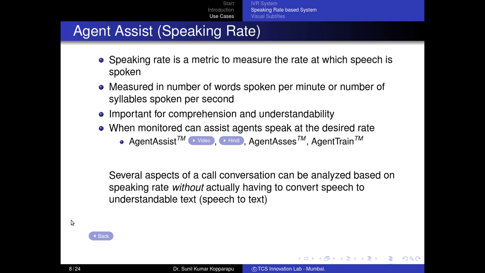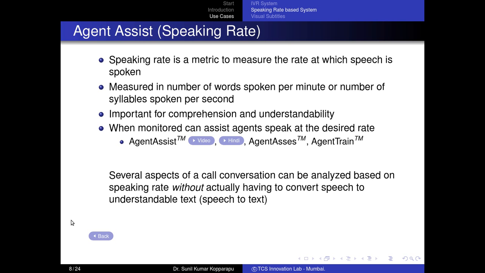So this was a speedometer which was demonstrating the speaking rate of the agent. The idea was the agent would look at the speaking rate and then control his speaking rate, if he was going too fast or too slow.